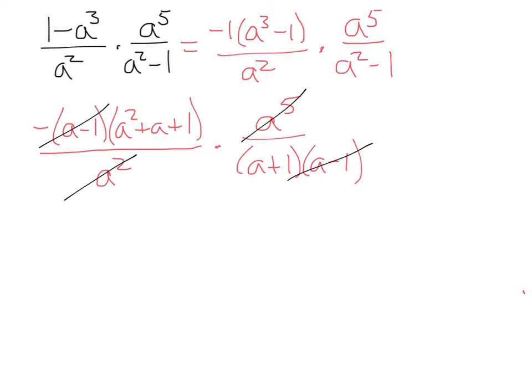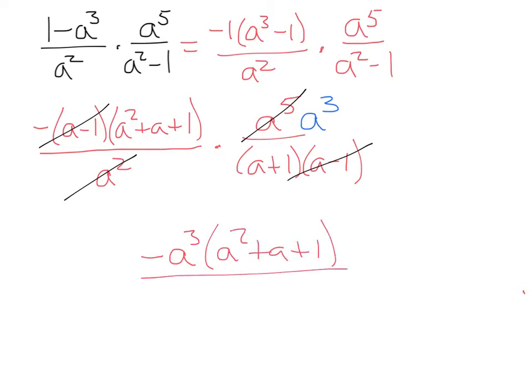And then when we cancel that, we still have 3 a's up there. And so nothing else can be factored. Don't forget about our negative 1 here. And so our final answer would be negative a cubed times a squared plus a plus 1 all over a plus 1.